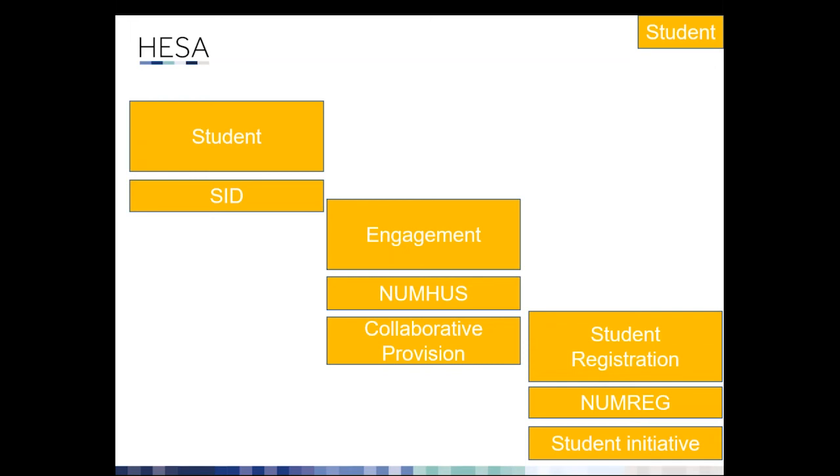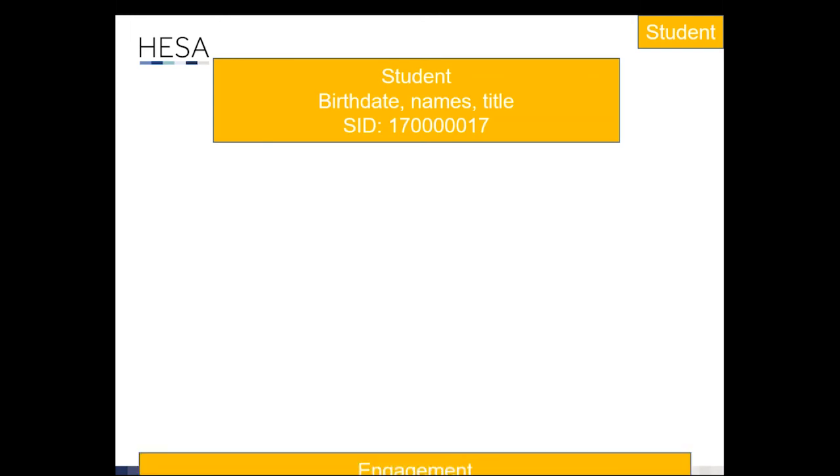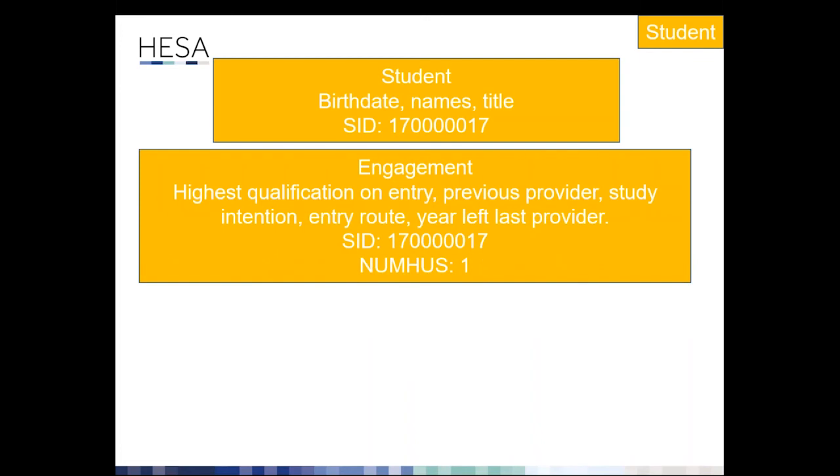So if we put that in an example, hopefully it will be helpful. At the student level, you've got quite basic information about the student. You've got their name, birth date, and title. And then you've got the SID for that student. This is just an example. This student has 1 engagement, and again, there should be some familiar fields there. So you're letting us know some information about that engagement, the highest qualification on entry, the previous provider, and then you return the SID again and a NumHus for that engagement.